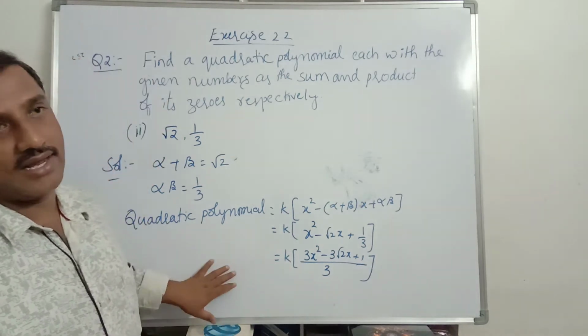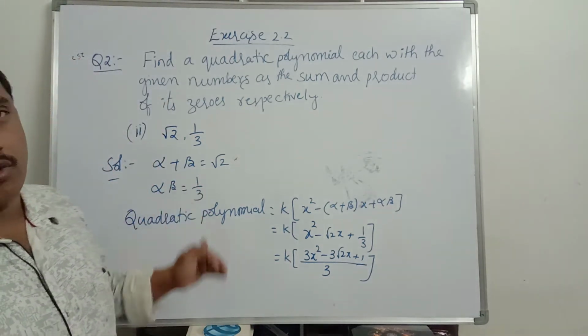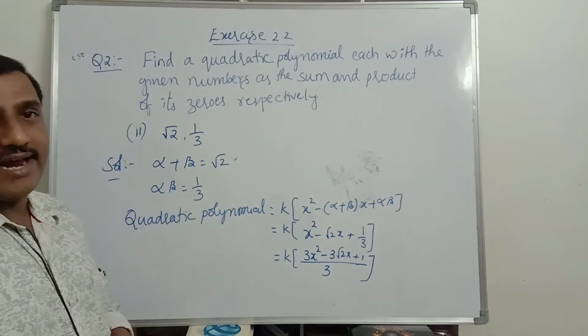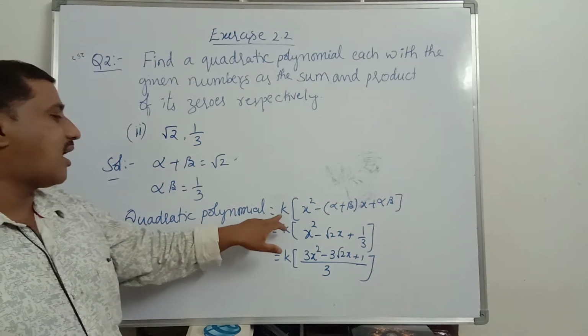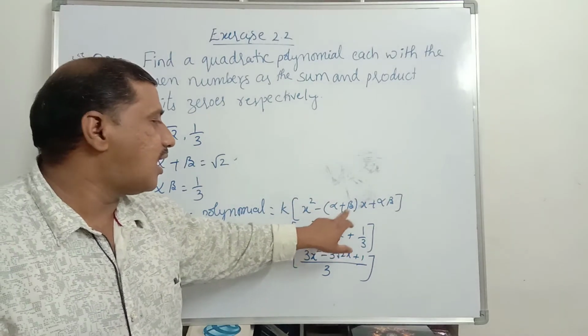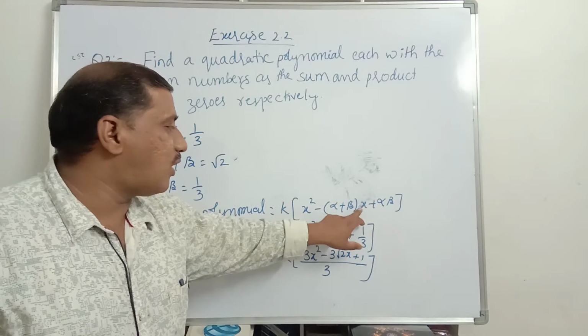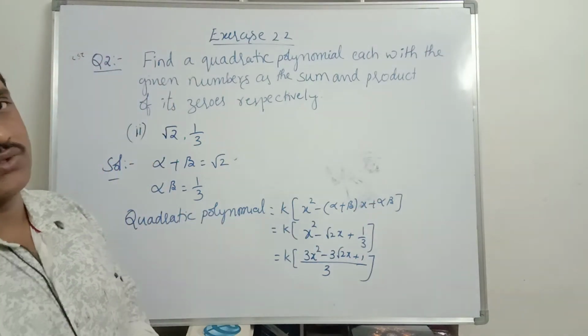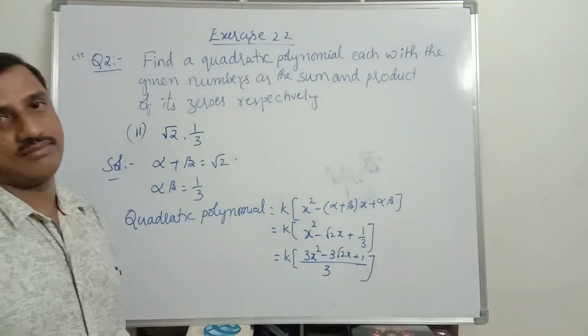divided by 3. Like this we will find the quadratic polynomial when we know the sum and the product of the zeros of the quadratic polynomial, by using k into the whole of x square minus the sum of the zeros into x plus alpha into beta, that is the product of the zeros. Is it clear, children?